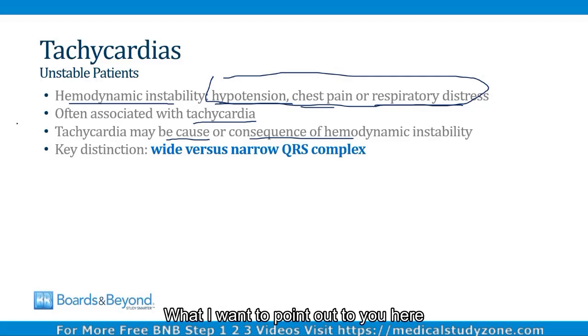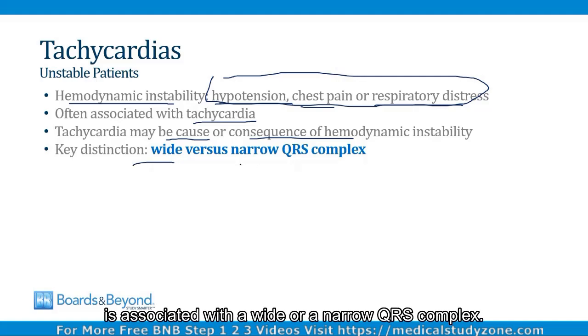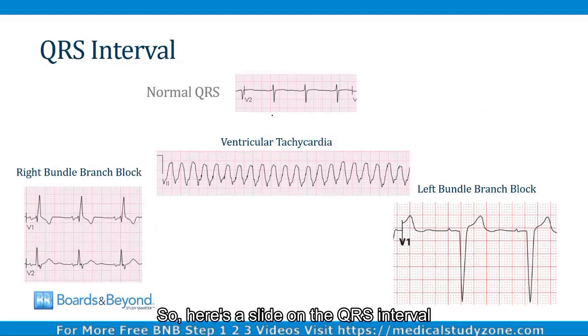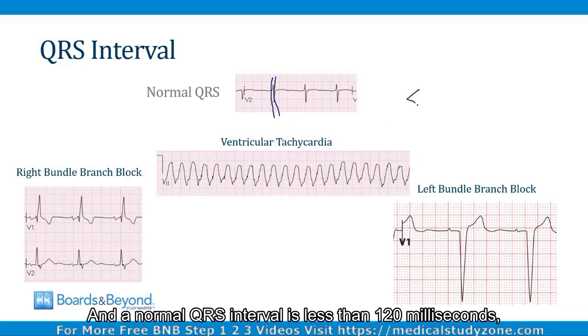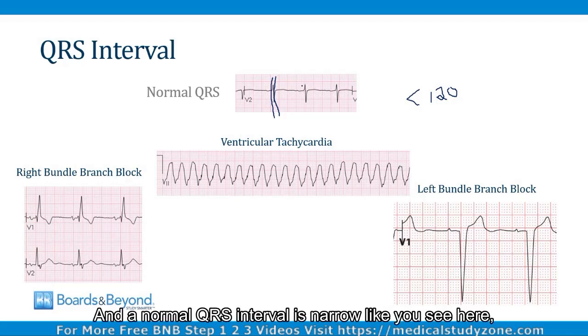But what I want to point out to you here is that when you're evaluating a tachycardia in an unstable patient, a key distinction is whether or not the tachycardia is associated with a wide or a narrow QRS complex. So here's a slide on the QRS interval, and recall that this interval starts at the beginning of the QRS complex and ends at the end of the QRS complex. And a normal QRS interval is less than 120 milliseconds, which is 3 small boxes wide. And a normal QRS interval is narrow, like you see here.